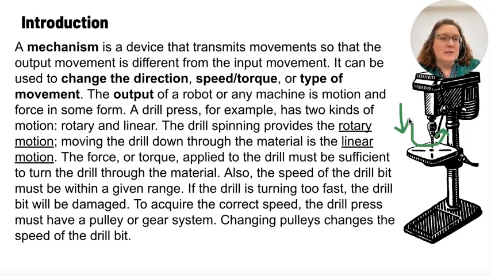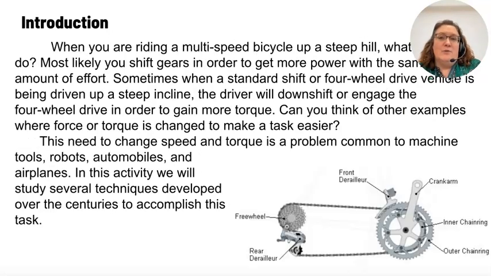So speed will be in some sort of a range. Usually you adjust the speed of a drill press with a set of pulleys, which is how the mechanism part comes in, because that would be a mechanism up here in the top of your drill press, to adjust the speed and the torque of the whole mechanism.